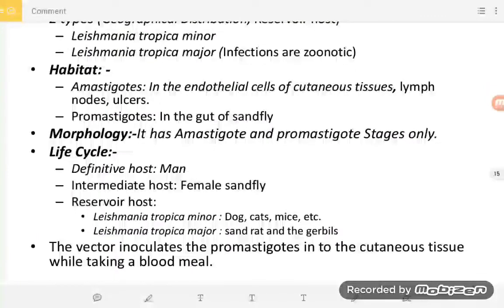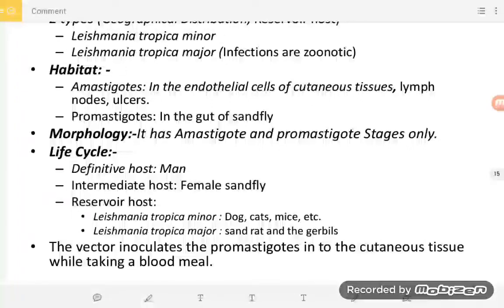So morphology: it has amastigote and promastigote stages only. In the case of Leishmania species, all three species, you can see the amastigote form and the promastigote forms. Life cycle: the definitive host is the male, the intermediate host is the female sandfly. Reservoir host for Leishmania tropica minor: dog, cat, mice. Leishmania tropica major: sand rat, for example.